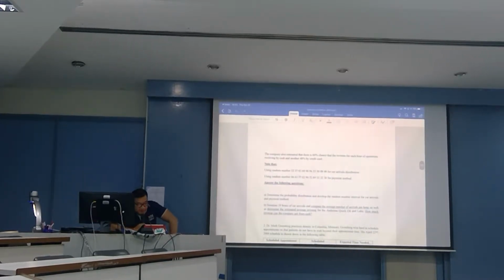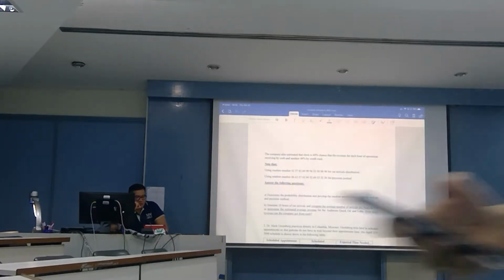The company also estimates that there is a 60% chance the revenue is received by cash and another 40% is by credit card. So note that they want us to use this random number. The first set is for the car arrival distribution. The second set is for the payment method. Right? And then they ask us to answer the following questions.